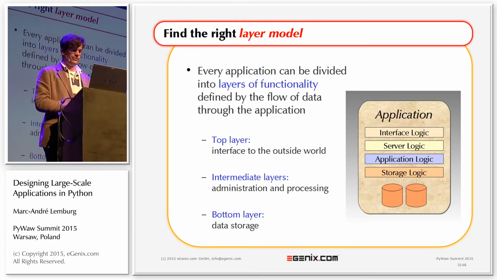Then you have your processing model set up. The next step is to choose the layer model that you want to use. This always goes top to bottom. At the top you usually have the interaction with the outside world. In the middle you have all the processing being done, and on the bottom level you have data storage and interfacing to external services. That's usually how you define your model. So you look at the data flow through your application.